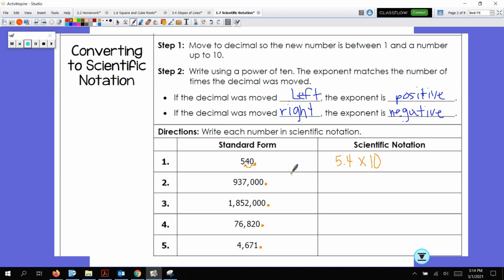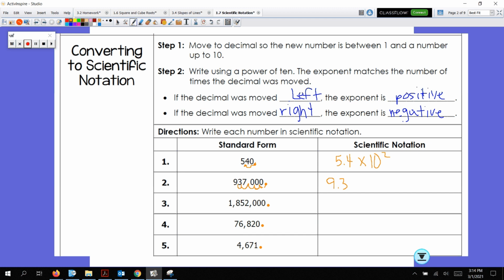And you're like, well, what's the exponent going to be? Well, how many places did you move? We moved 1, 2 places. So my exponent is a 2. Okay, let's look at the second example. I'm going to move this decimal so that my number is now bigger than 1 and smaller than 10. So 1, 2, 3, 4, 5. I moved 5 places.